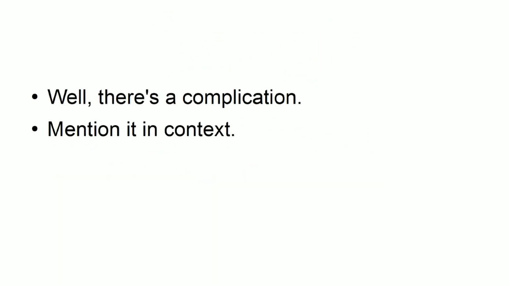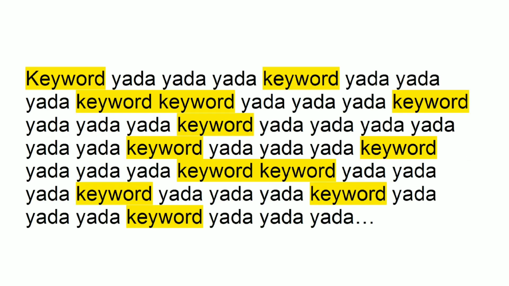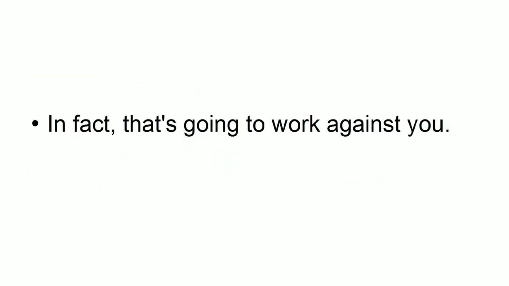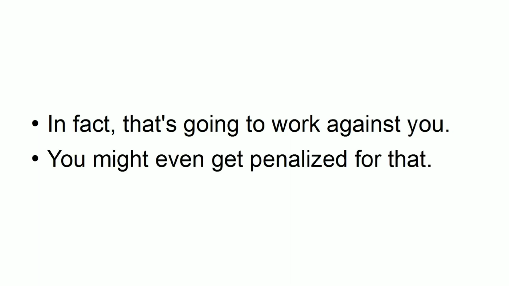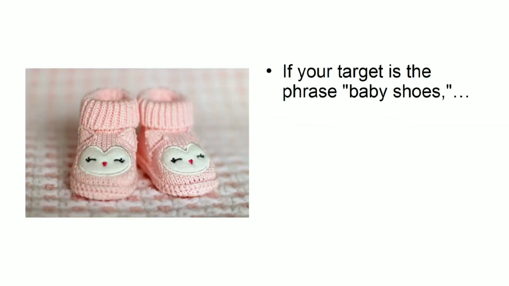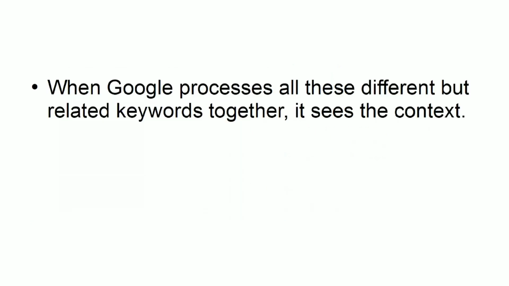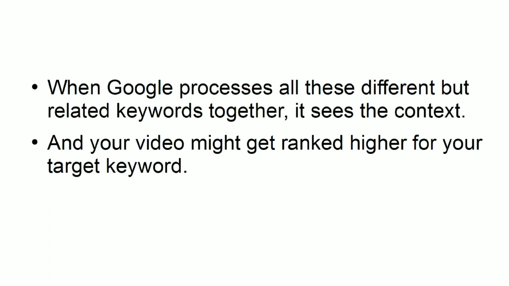Mention it in context. That means there has to be other keywords that give proper context to your keyword. You can't just target one keyword and repeat it over and over again in your video. That's not going to work. In fact, that's going to work against you. You might even get penalized for that. Instead, you have to come up with related keywords that give context to your target keyword. For example, if your target is the phrase baby shoes, you should target baby wear, baby clothes, baby fashion. Do you see the big picture? When Google processes all these different but related keywords together, it sees the context. And your video might get ranked higher for your target keyword.